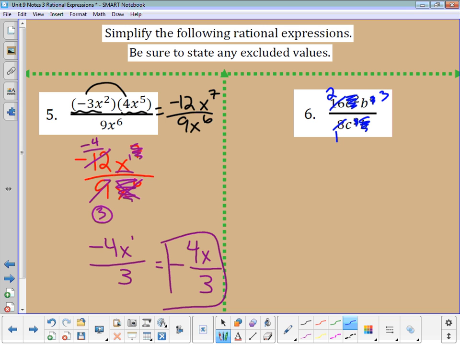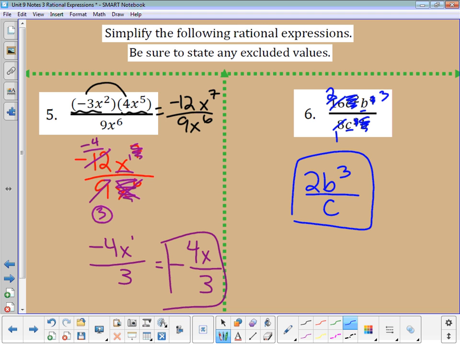So let's take a look at what I have left. Now it's really important that you have kind of neat handwriting here, because when you're crossing a bunch of stuff out and moving a bunch of stuff around, it's easy to lose track of what's left over. So if I'm really careful about what I have left over, I have the 2, I have the b, and it's raised to the 3rd power. So 2b to the 3rd power. And in the bottom, I'm left with just c.